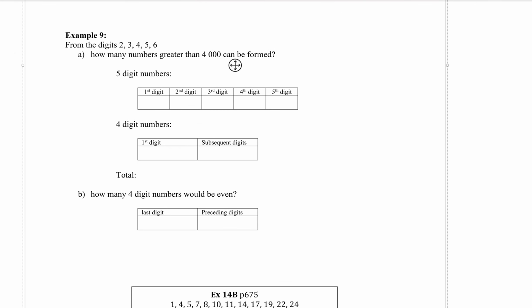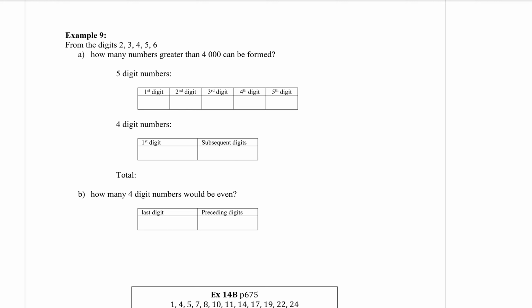From the digits 1, 2, 3, 4, 5, and 6, how many numbers greater than 4,000 can be formed? Okay, so 4,000. I've got 5 numbers there though, don't I? I've got 5 numbers, and this has only got 4 digits. So anything that's a 5-digit number is automatically going to be bigger than 4,000, right?